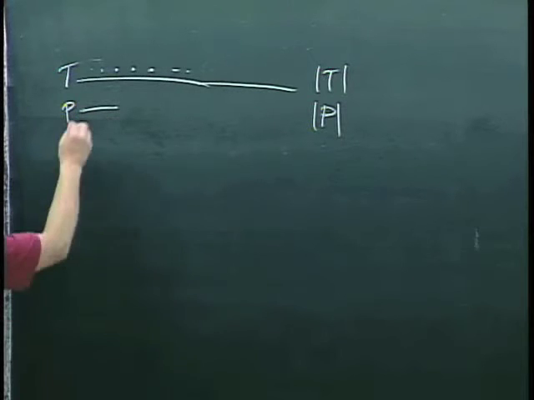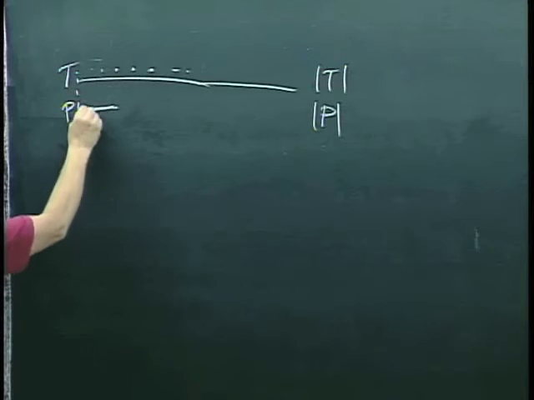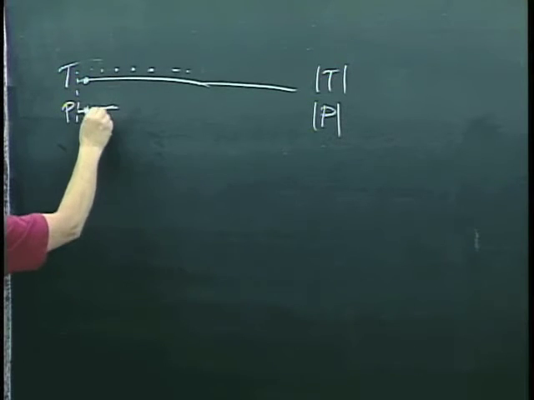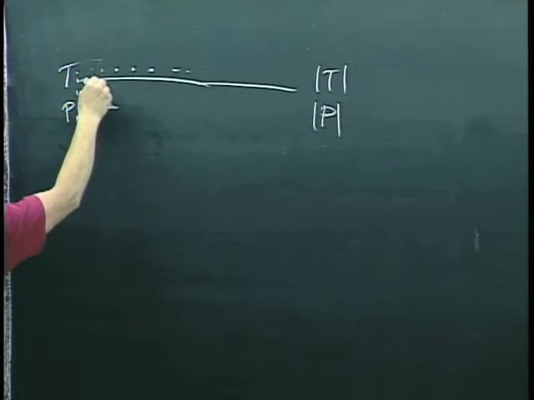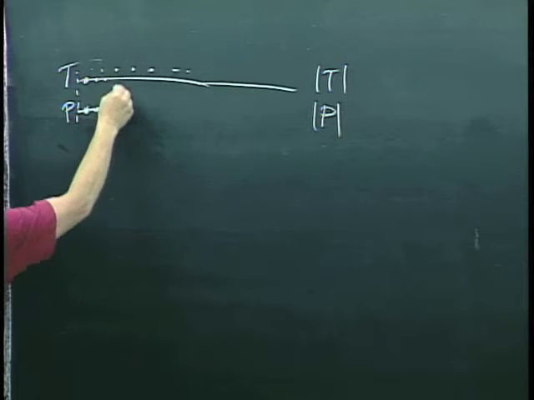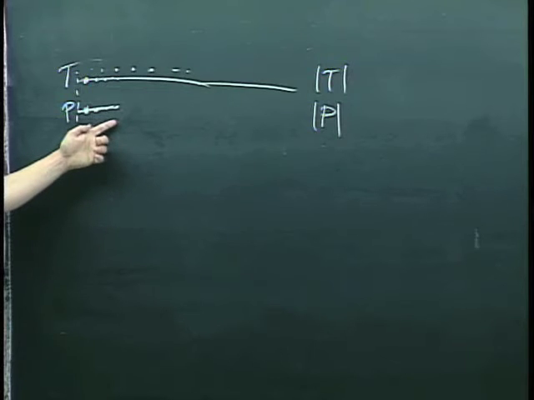Suppose I put down the pattern first at the left end, then I would want to compare the first character in the pattern to the first character in the text. If they agree, then I move on to the next one. If they agree, then I move on to the next one. If I end up at the end of the pattern and all the characters have matched up to that point, then I found an occurrence of the pattern in the text.